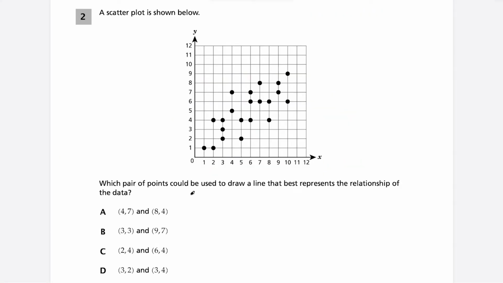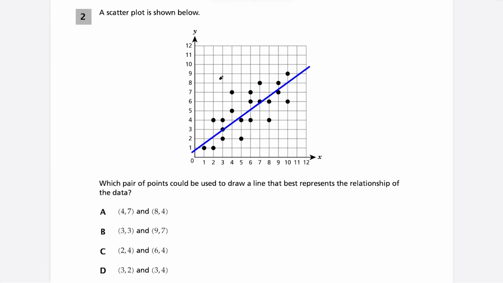Question 2: a scatter plot is shown below, and we want to know which pair of points could be used to draw a line that best represents the relationship of the data. So for questions like this, what I like to do is just sketch a line that you think would go nicely through these set of points. So here, I'm just going to draw this line in, and we could see that this is going to capture the data that's represented here in the graph.